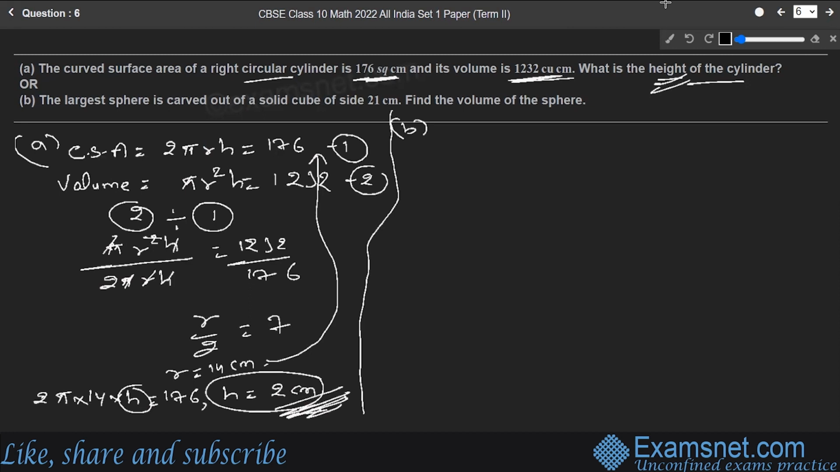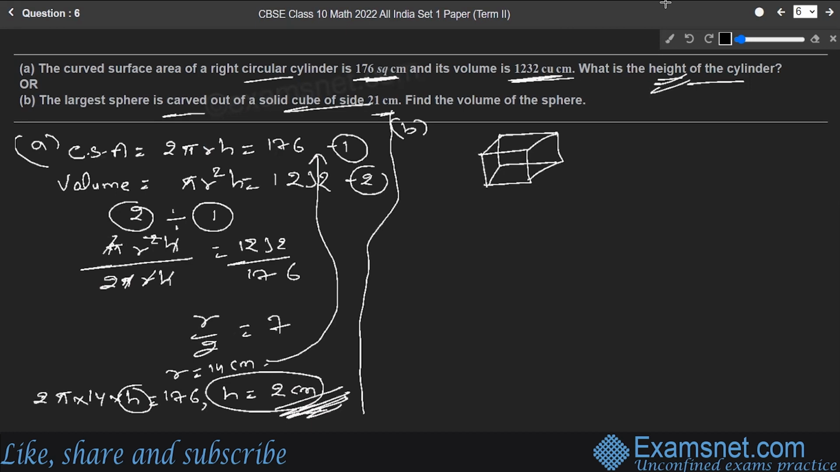The largest sphere is carved out of a solid cube of side 21 centimeter. Find the volume of the sphere. So let us draw the diagram first. This is what a cube looks like. Every side is exactly equal to every other side.